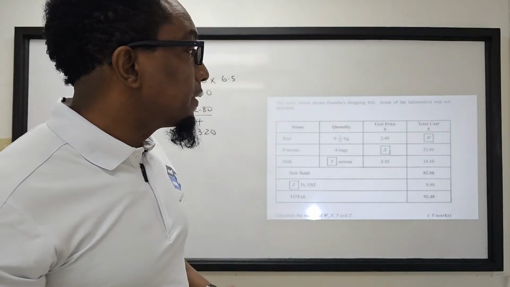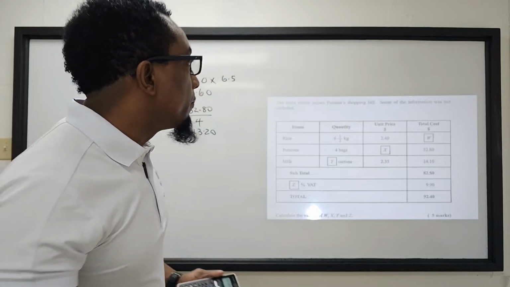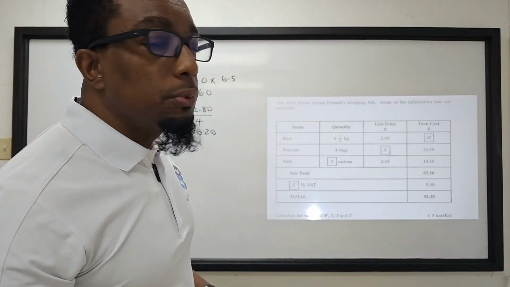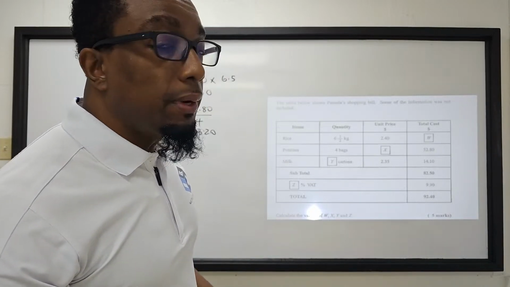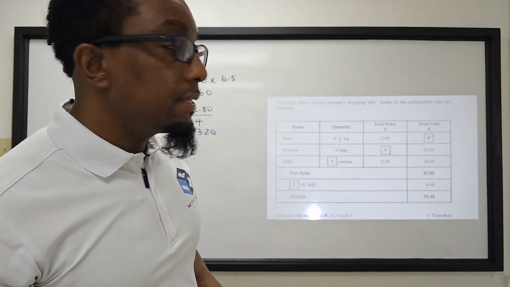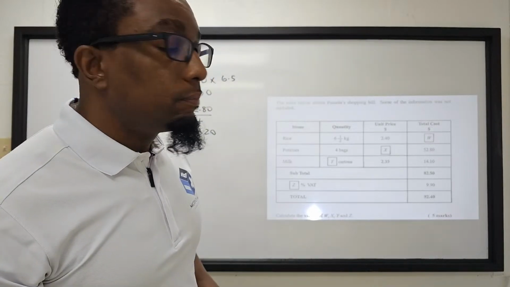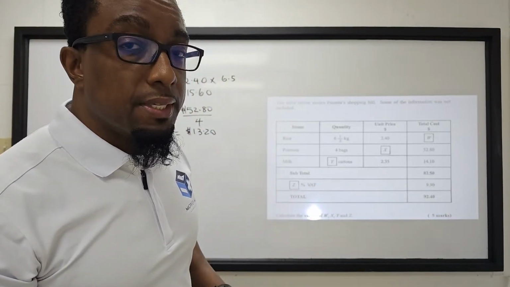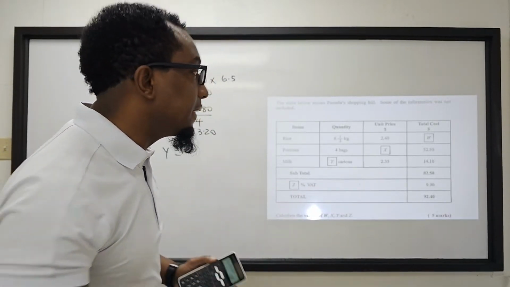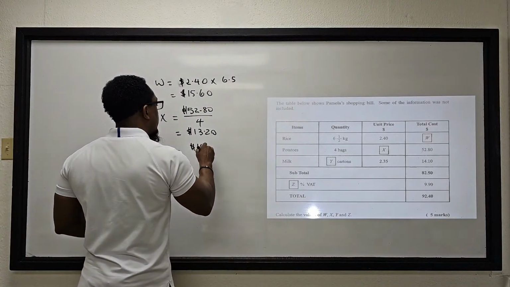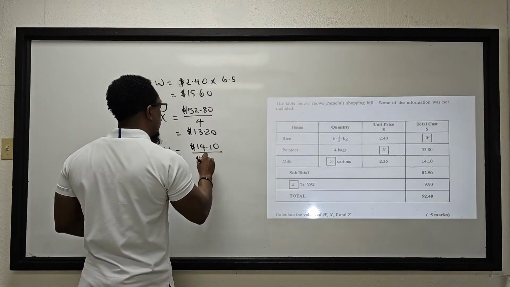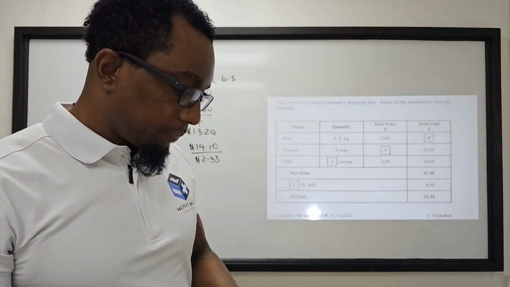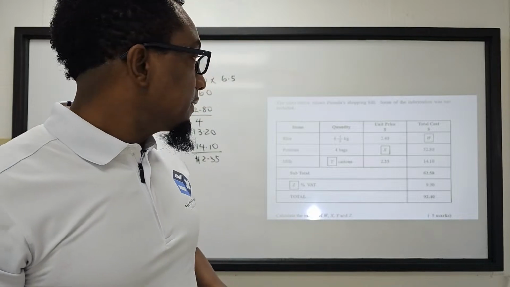Y, which is to determine the quantity of milk, we have the unit price, which is $2.35, and the total cost of the quantity of milk, it's $14.10. So for us to determine how many cartons of milk will cost $14.10, you simply divide $14.10 by $2.35. When we divide those two, we're going to get 6 cartons.